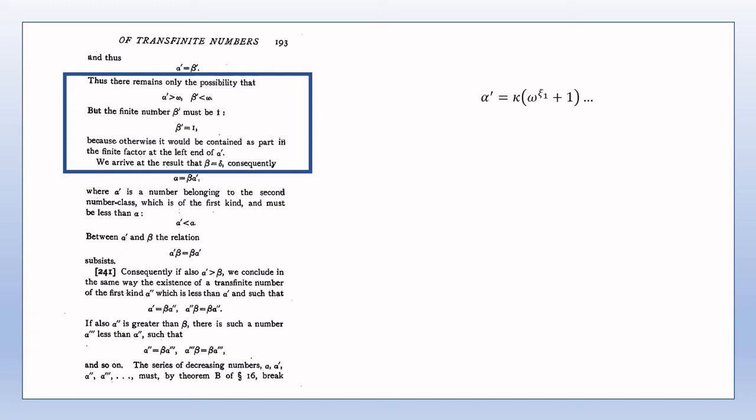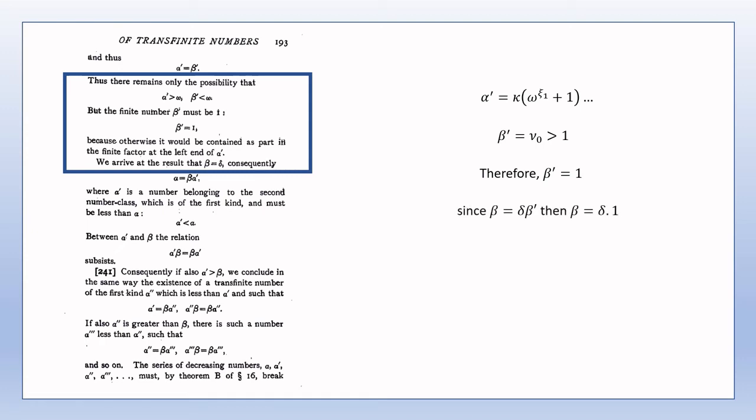Now suppose that alpha prime has product form starting kappa times omega to the power of psi 1 plus 1, and beta prime equals nu naught, and assume that nu naught is greater than 1. Then since the product forms of alpha prime delta beta prime and beta prime delta alpha prime are identical, this means that nu naught must be a non-trivial factor of kappa. This is what Cantor means when he says that it, that is beta prime, would be contained in the finite factor at the left end of alpha prime. And this contradicts that alpha prime and beta prime have no common factors at their respective left ends other than 1. Therefore, beta prime must be equal to 1.